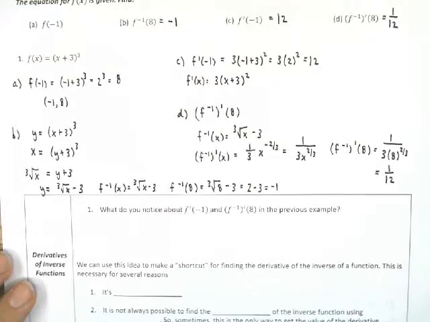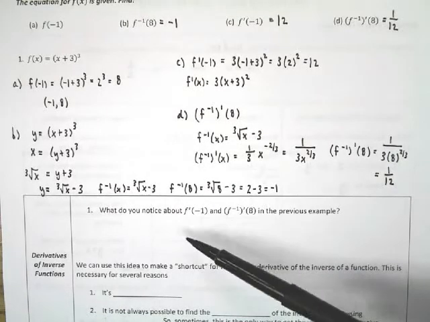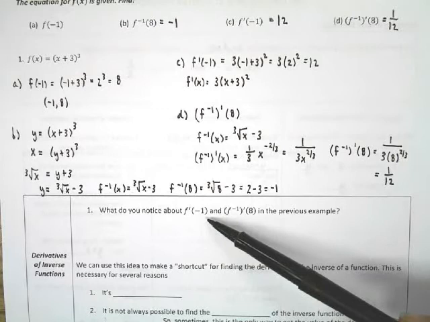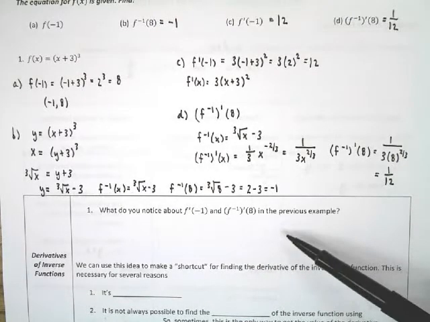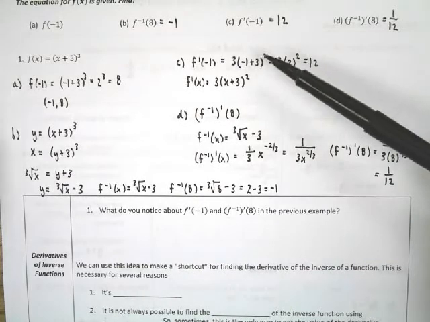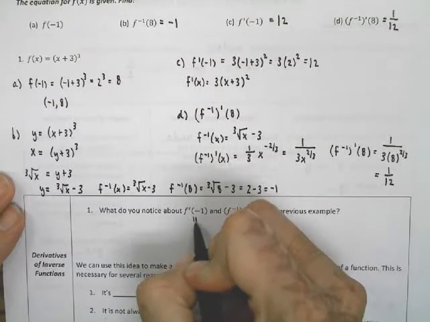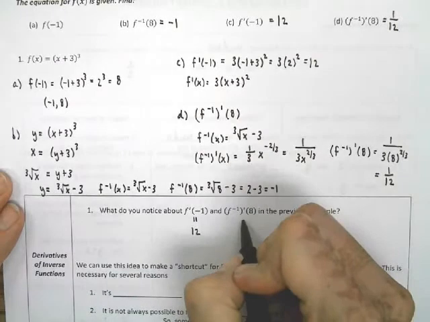All right. Now, hopefully you're noticing something here. And this is what we're going to talk about in the next section. The question is asking us, what do you notice about f prime of -1 and the derivative of f inverse at 8 in the previous example? So if I look, f prime of -1 was equal to 12. And the derivative of the inverse, evaluated at 8, was 1/12.